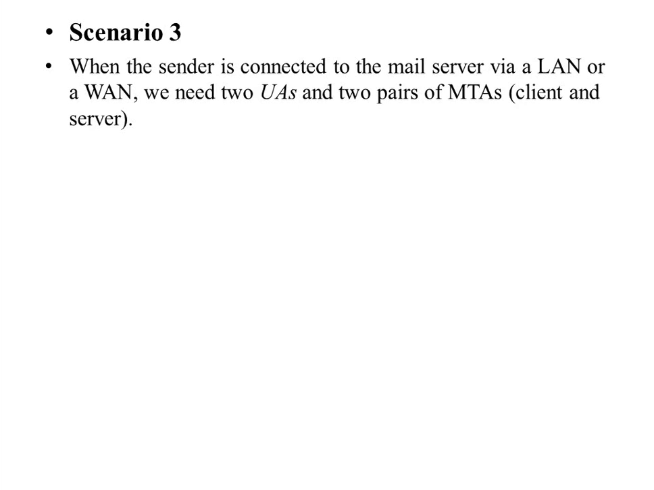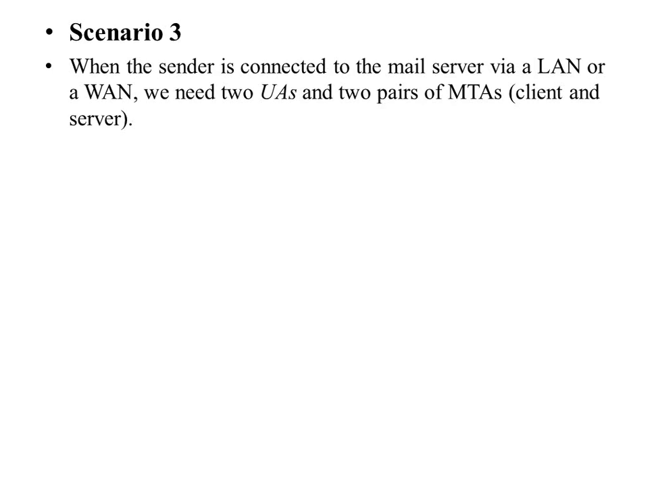Now the third scenario is there. What is that third scenario? The third scenario is when the sender is connected to the mail server via LAN or WAN. Initially an individual system was connected to the server directly. Now you are not directly connected to the server, you are connected to the server through a LAN. Now what will you require? You will require 2 UAs and 2 pairs of MTAs.